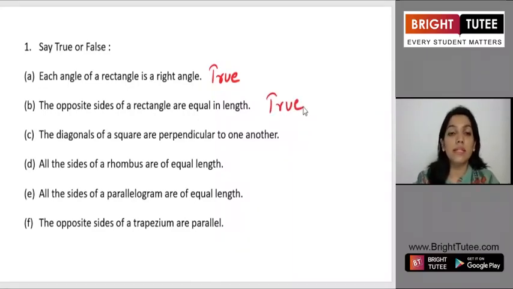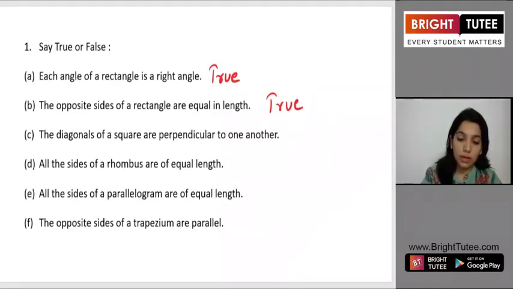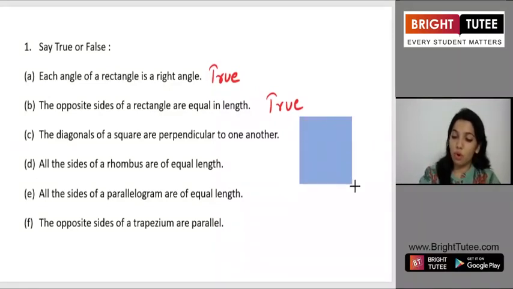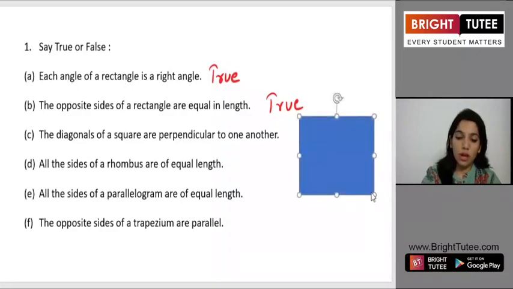Now the third one says the diagonals of a square are perpendicular to one another. The diagonals of a square are perpendicular to one another. For this, I think we should quickly make a drawing in here of a square. We know that diagonals of a rhombus are forming a perpendicular in between. Let's see the same for the square as well. So here is the first diagonal. Okay. Now let's draw another diagonal here.